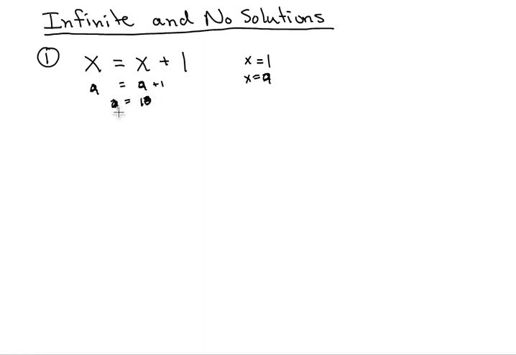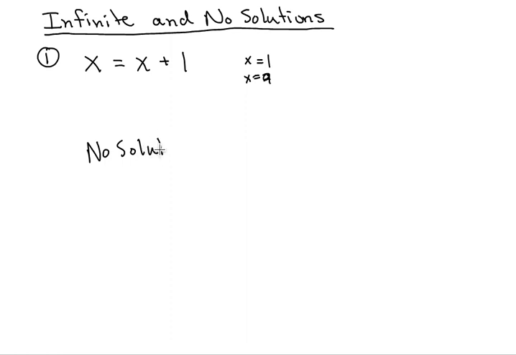So that means, wait a minute, that means any number I put in, the right-hand side will always be one more. So no number that I substitute in will work. So how does it show up? That's our solution actually. No solution is our answer.